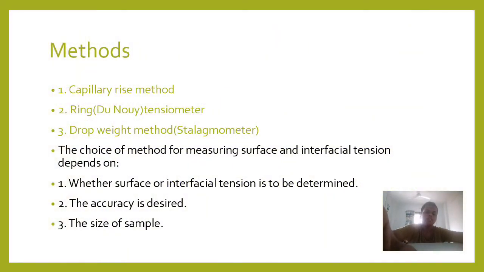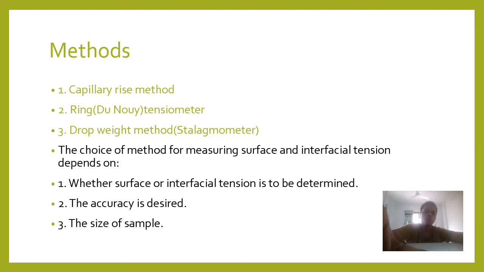So basically there are lots of methods by which surface tension can be found out, but depending upon the requirement and depending upon the types of methods which are in practice nowadays, we have mainly scrutinized three methods. The first one is the capillary rise method, the second one is the ring duonoid tensiometer, and the third one is the drop weight method or simply a stalagmometer, as in this method the stalagmometer is used.